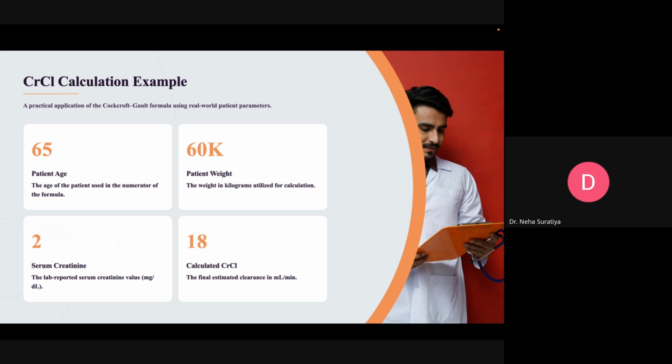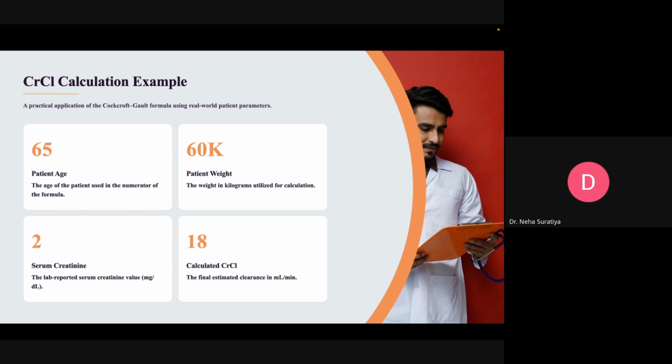Now, let's come towards the creatinine clearance calculation example so that everything will be clear to you. See, these are the steps. Age is 65. Weight is 60 kg. That is not 60,000, the g is missing here, that's fine. Weight is 60 kg. The weight in kilograms is utilized for the calculation. The age of the patient is used in the numerator of the formula, 65. Now, serum creatinine is 2 mg per dl. The lab reported serum creatinine value is 2 mg per dl.